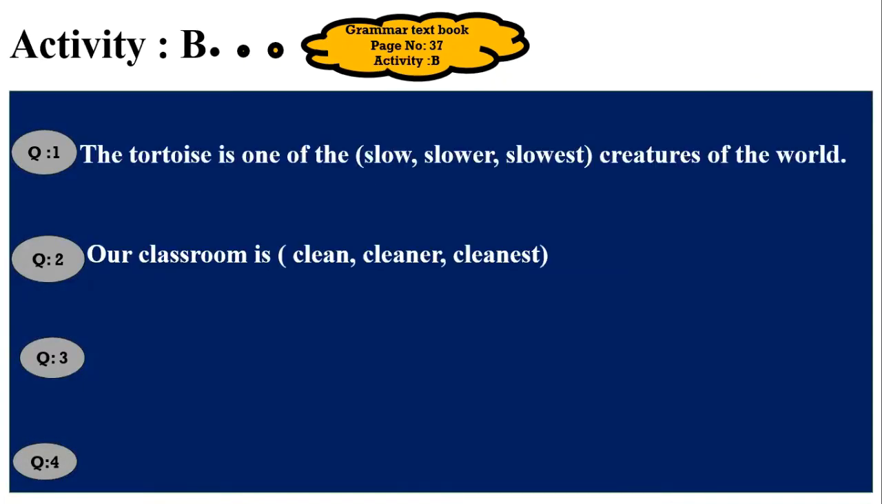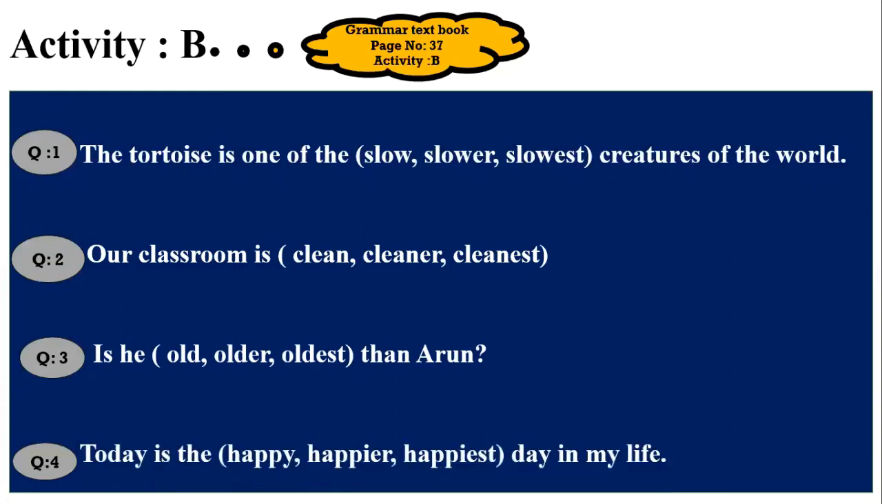First one. Tortoise is one of the, in bracket is given slow. All the degrees are given: positive, comparative and superlative. Slow, slower, slowest. Creatures of the world. Next one. Our classroom is, in bracket, clean, cleaner, cleanest. Third question. He is, in bracket, old, older, oldest than Arun. And the last one. Today is the, in bracket, happy, happier, happiest day in my life.